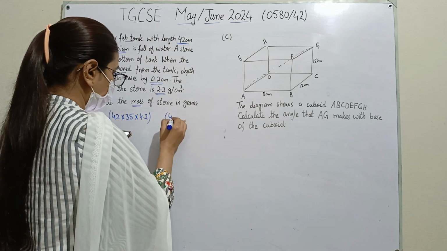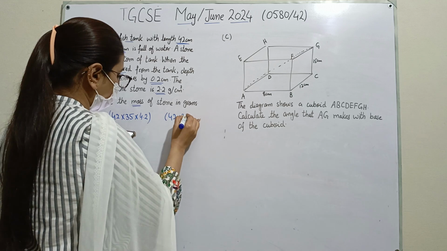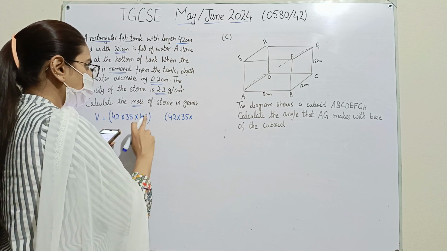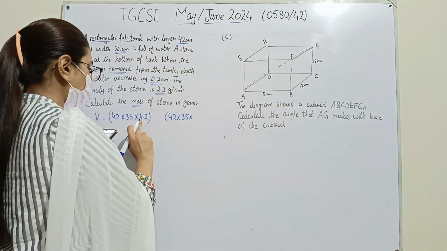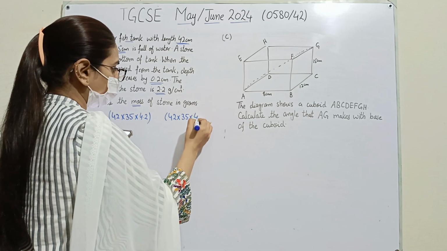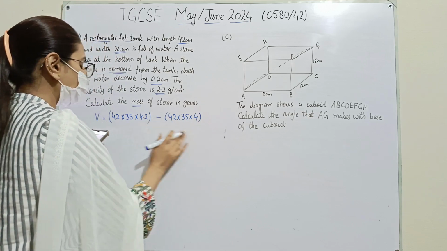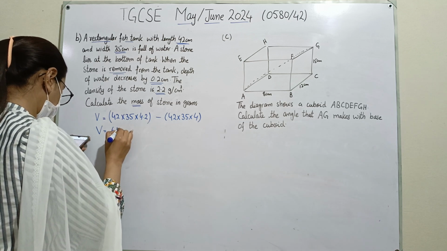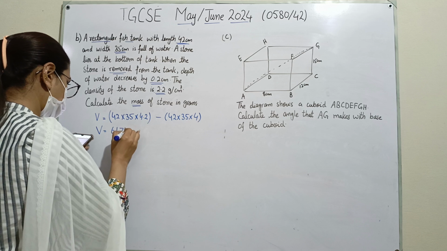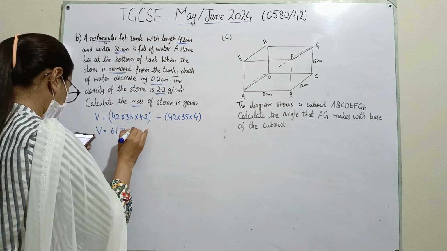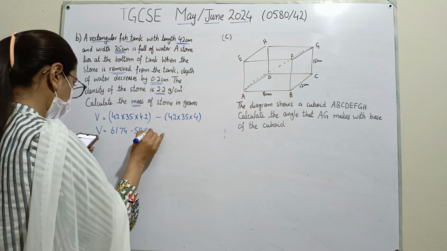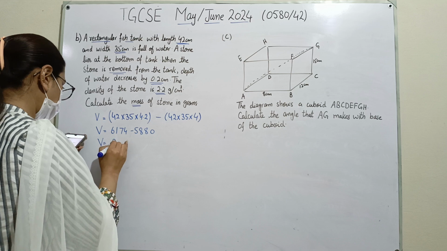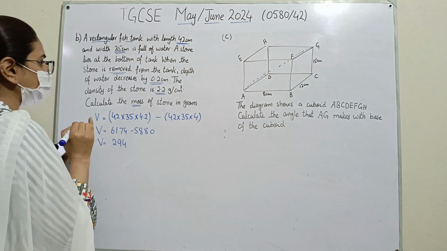Now you have to calculate the volume without stone. That will be length into width. Without stone means you have to subtract 0.2 from here, so you will get 4. So subtract these two volumes to get the volume. 6174 minus 5880. So the total volume will be 294 over here.